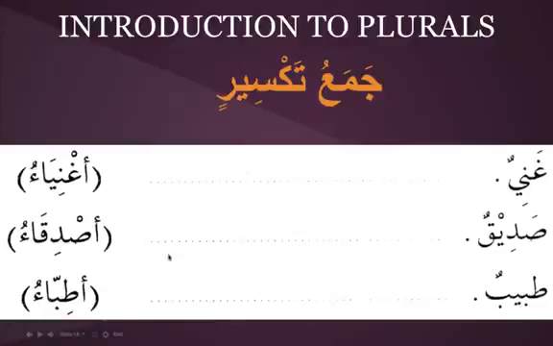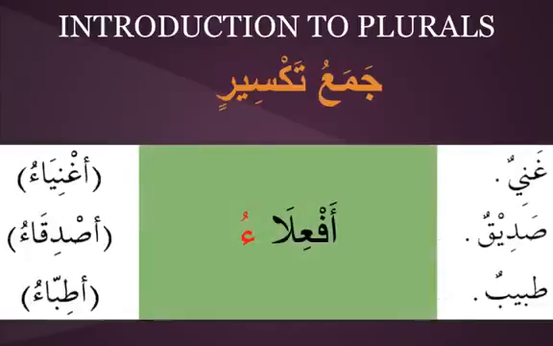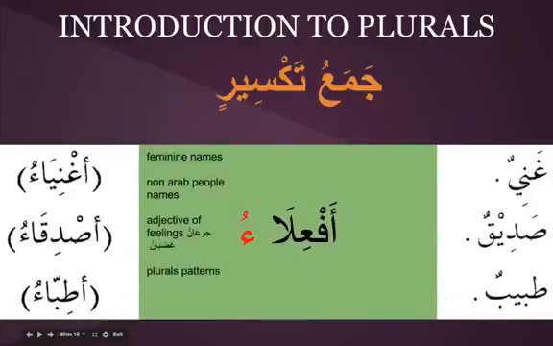We have learned before, there's one more combination which is coming. Ghaniyun, aghniya'u. Ghaniyun means rich. Aghniya'u means many rich people. Sadiqun, asdiqa'u. Sadiqun means friend. Asdiqa'u is friends. Tabibun is doctor, and the plural of doctor is atibba'u. The pattern here is af'ila'u: asdiqa'u, aghniya'u. Atibba'u is the same pattern, which I'm going to explain in a minute.